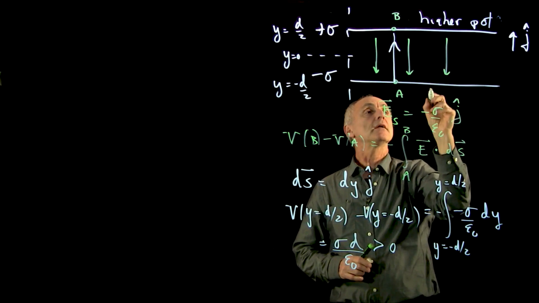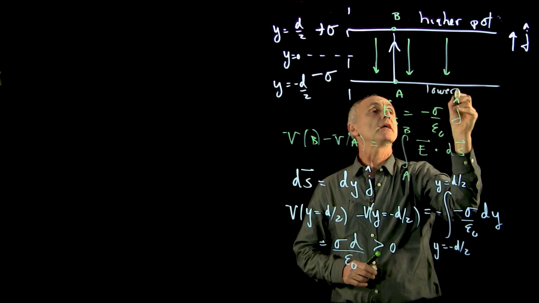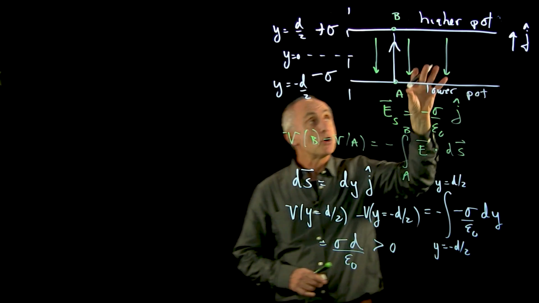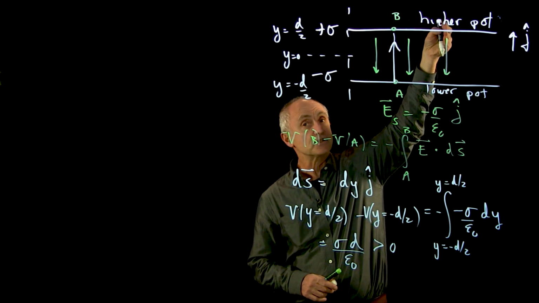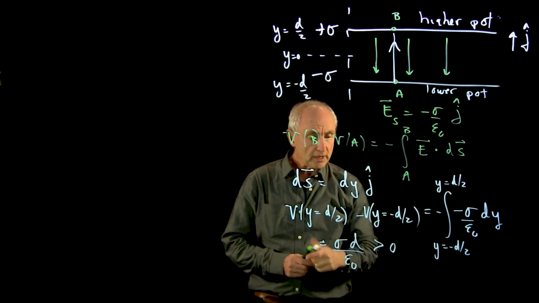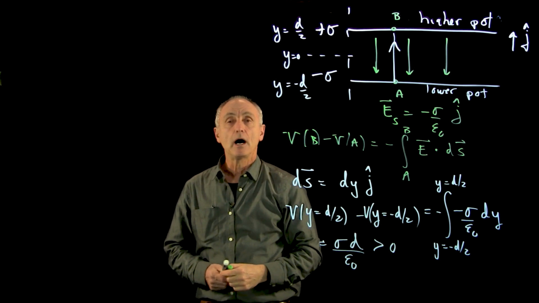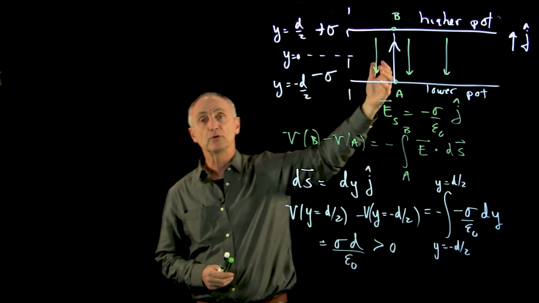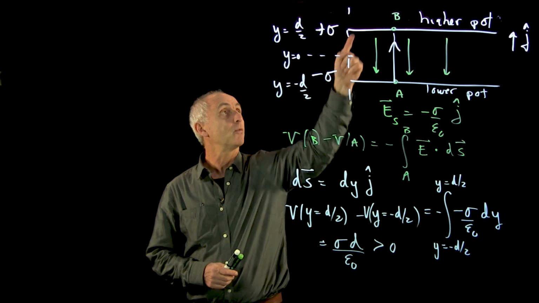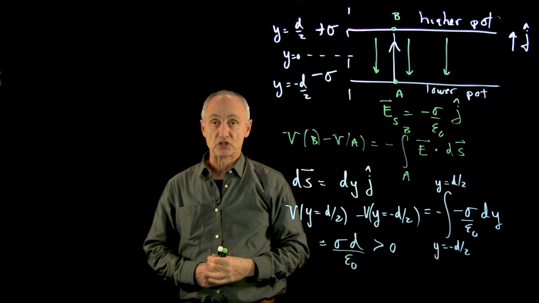And the lower plate, the negative plate, is at a lower potential. And even notice that the electric field in this example is pointing from higher potential to lower potential. So here's a classic example of a simple calculation involving potential difference for one of our basic Gauss's law superposition examples.